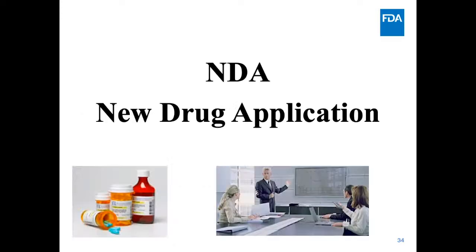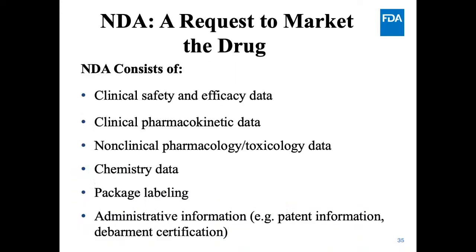Now comes your new drug application. How is a new drug application done to bring a drug to the market? The request has to be made to market the drug, and that is called a new drug application. It has to include clinical safety and efficacy data, clinical pharmacokinetic data, non-clinical pharmacology and toxicology data, chemistry data, package labeling, and administrative information.